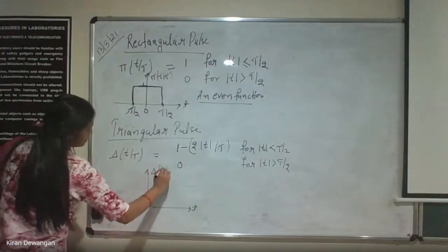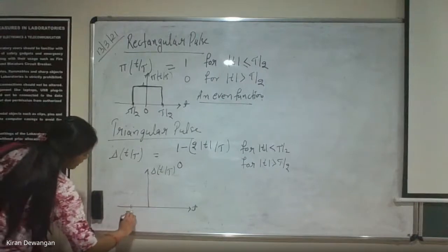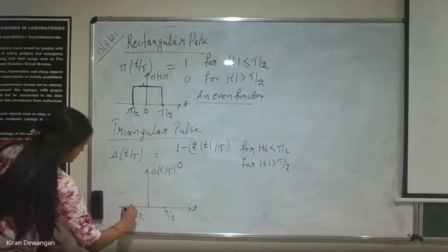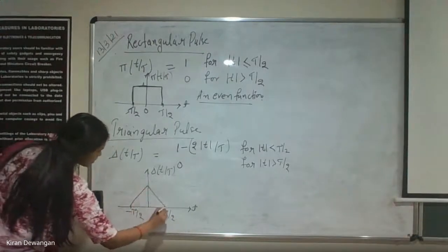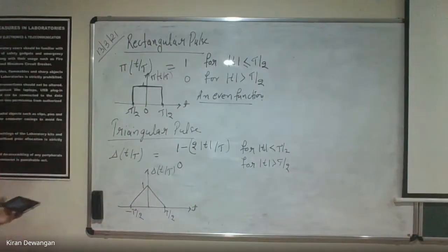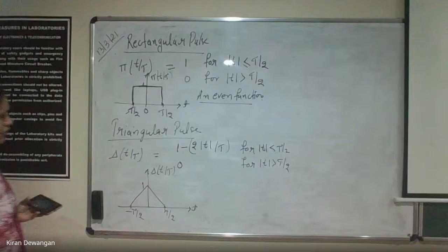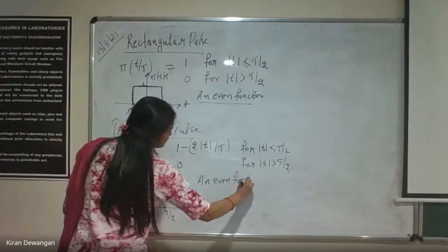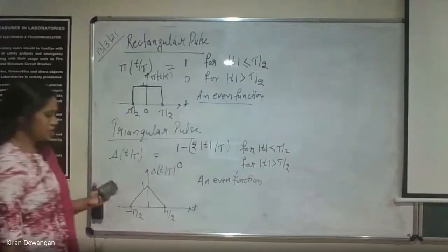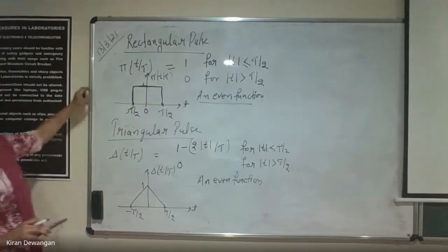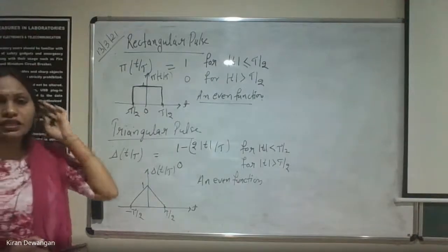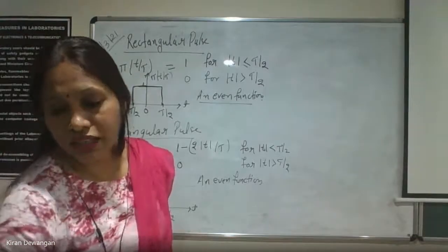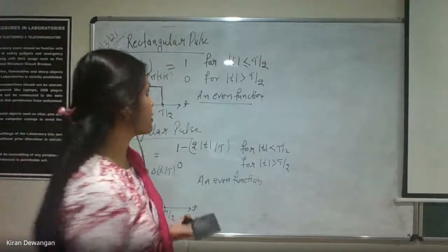and it is plotted as, this is triangle t by tau. Now this value is minus tau by 2, this value is tau by 2. This is 1. So this is a triangular pulse. It is also an even function. So this is our rectangular pulse and this one is the triangular pulse. Now the next is the Signum function.